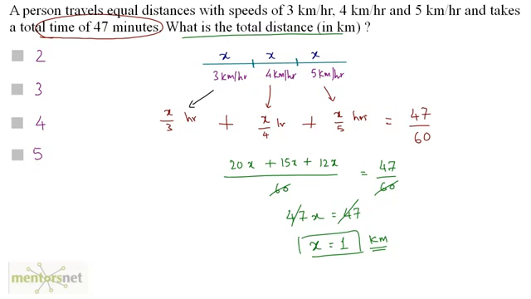We have been asked the total distance. What is the total distance? 3 times x. So 3 times x is equals to 3 times 1, and that's 3 kilometers. So option B is the correct answer.